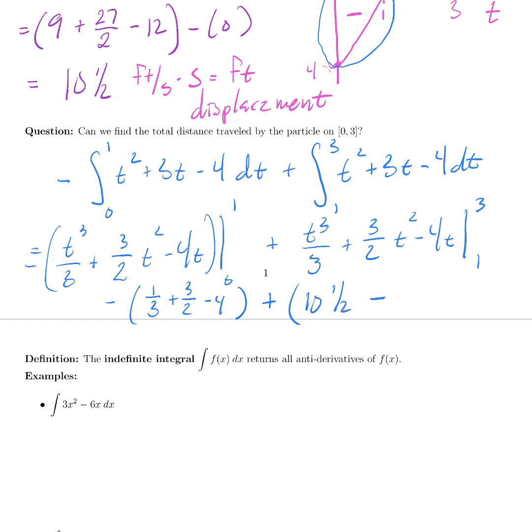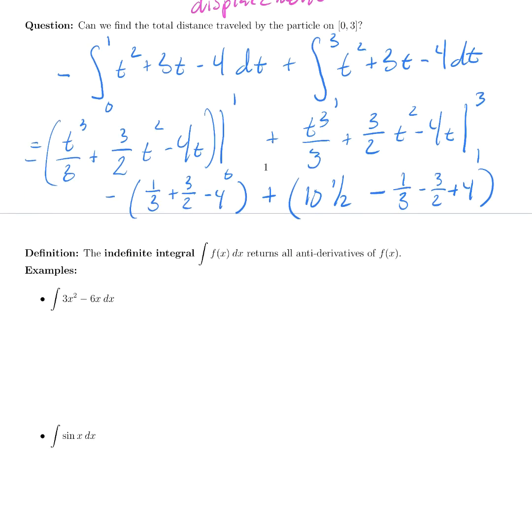10.5 minus whatever we get when we evaluate this thing at 1, which is 1/3 minus 3 halves plus 4. Let's see, what do we get here? 1/3 plus 3 halves, I guess we got to go to sixths. So that looks like 2 sixths plus 9 sixths, that's 11 sixths. Minus 4 is 24 sixths, so that's negative 13 sixths. So I think we get 13 over 6 here.